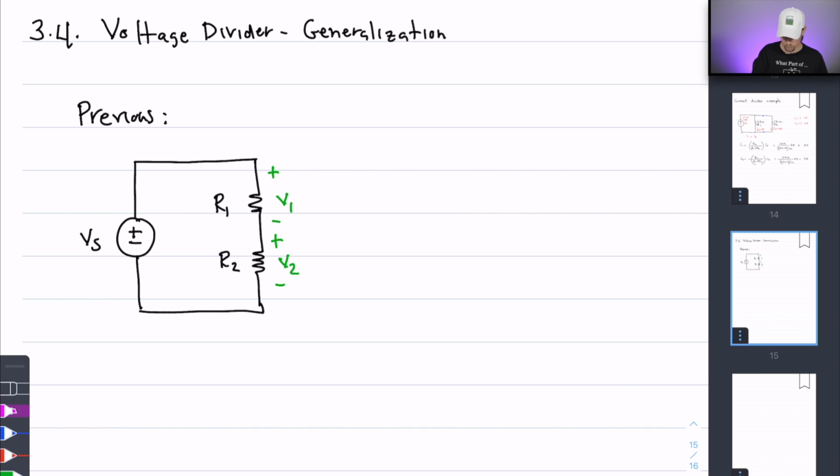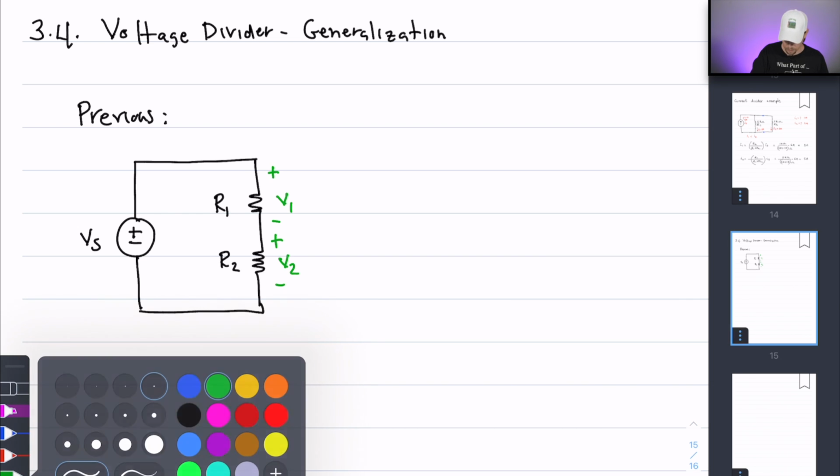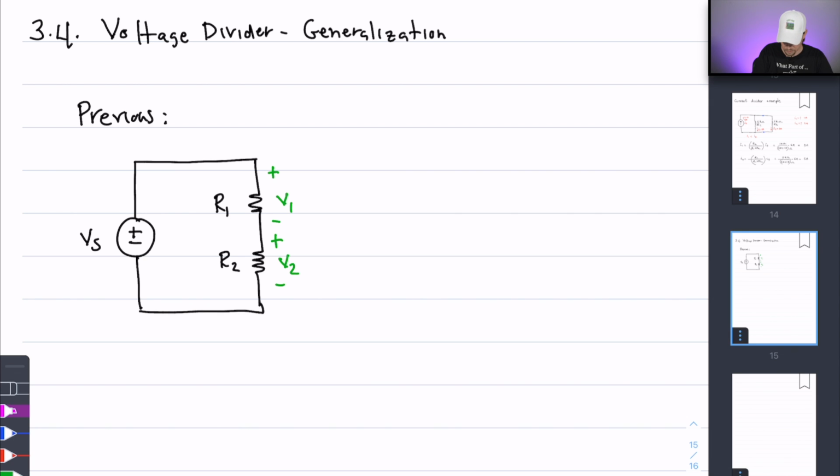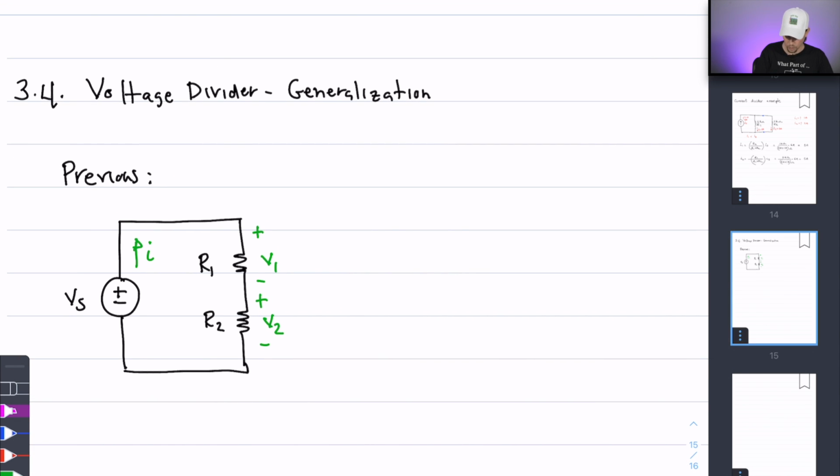One of the things that should be pretty apparent is the current that flows through the circuit. Suppose that there's a current I flowing from the positive terminal of the voltage source Vs. By virtue of the fact that these two resistors are in series with one another, one of the things that is guaranteed is that the current that flows through the circuit happens to be constant. In other words, all the resistors here are in series.